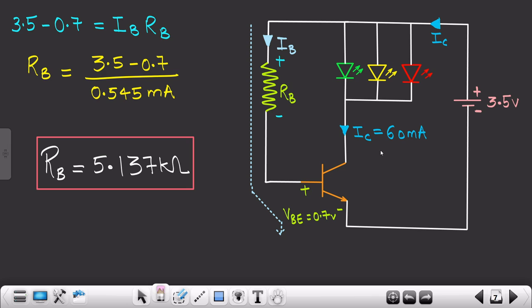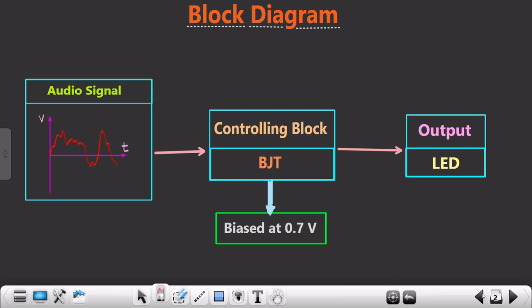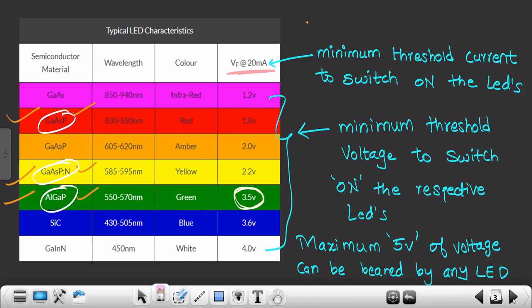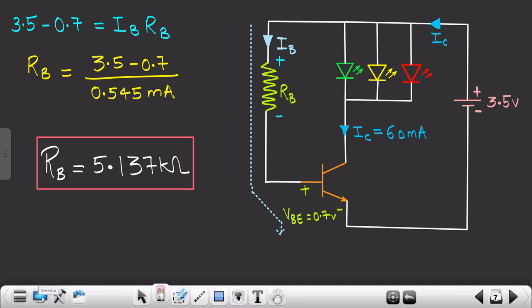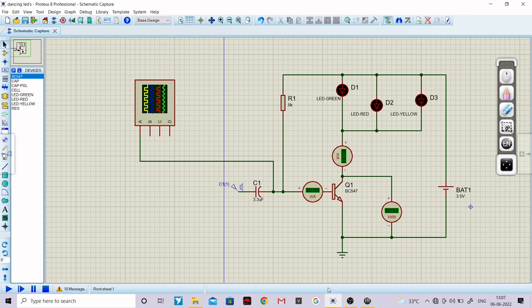As you can see, we had biased this particular transistor strictly at 0.7 volts. So basically we had seen these three components of the block diagram, and we are only remaining with this one. This we are going to simulate in the Proteus software. Let me move to the Proteus software. First of all, we'll only simulate this particular circuit, so let me erase all of these things.